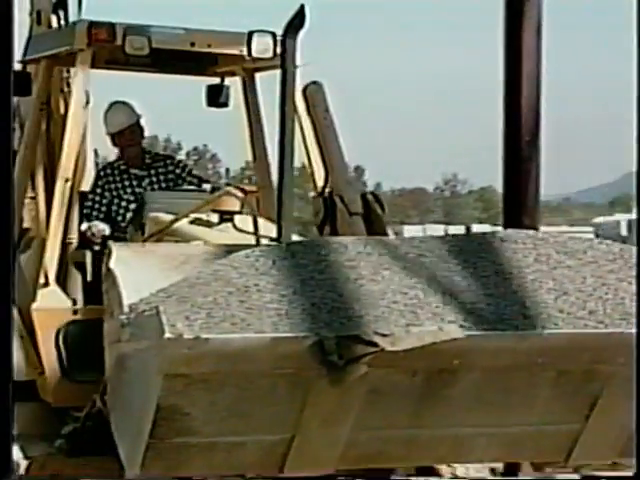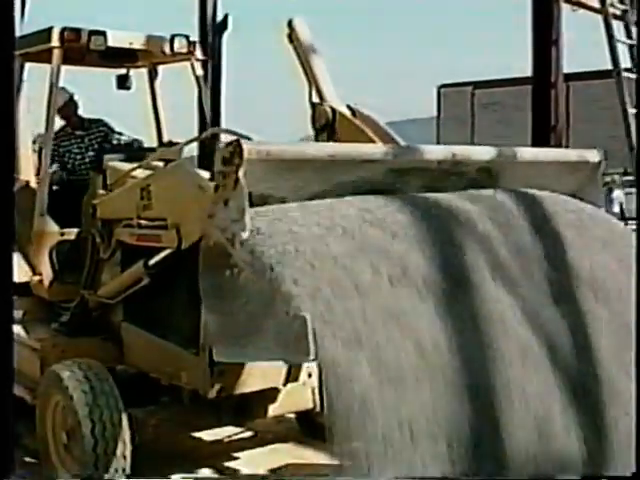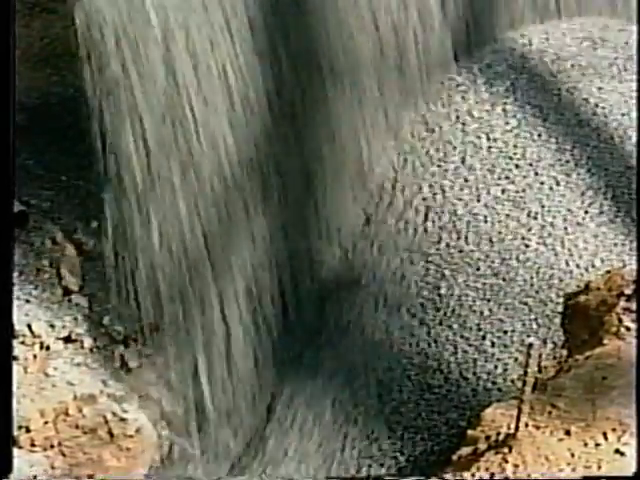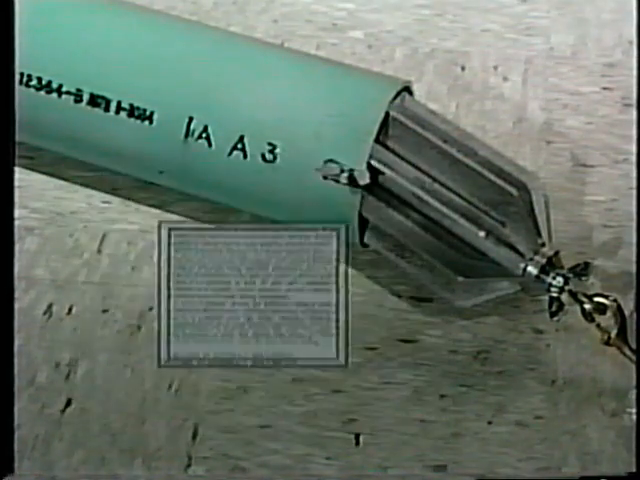On the other hand, flexible thermoplastic sewer pipe is dependent upon side fill support to control deflections within acceptable limits. This deflection should be verified using an approved test method to determine that the pipe has not exceeded the maximum 5% deflection.